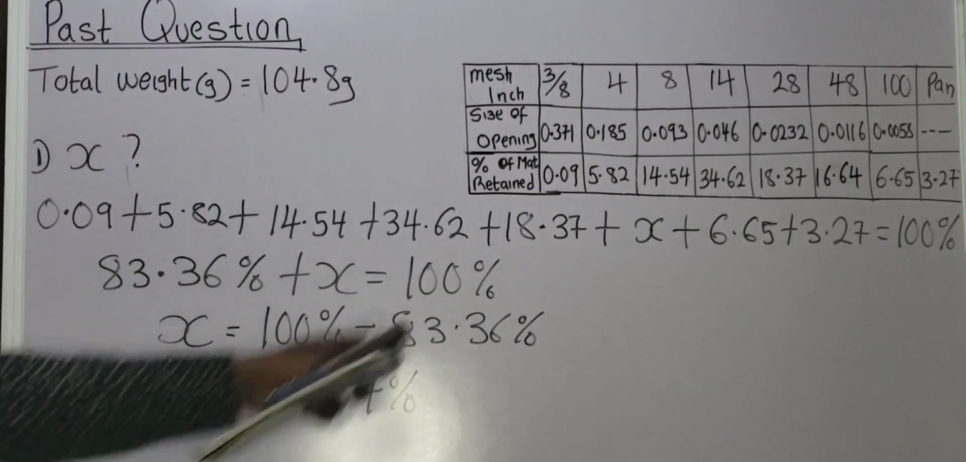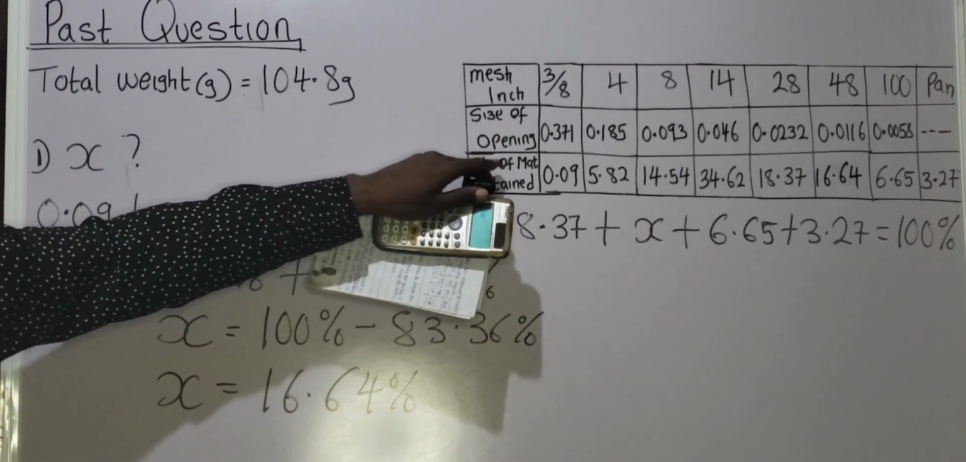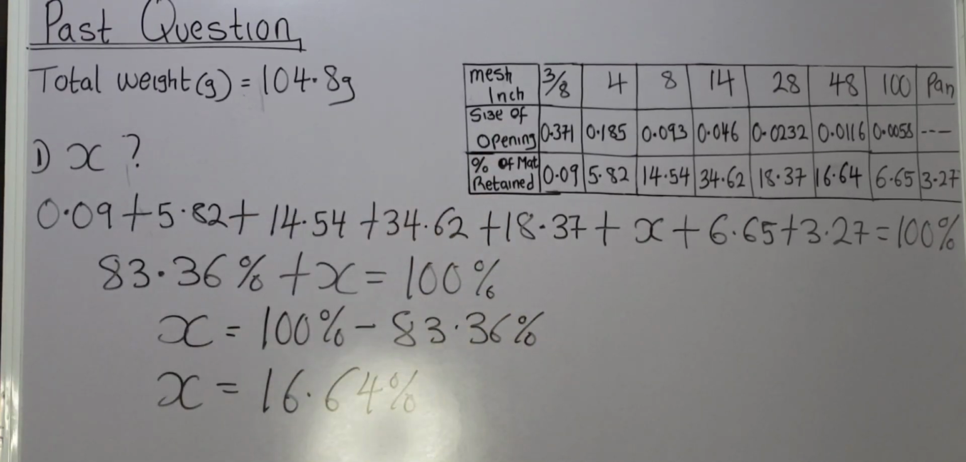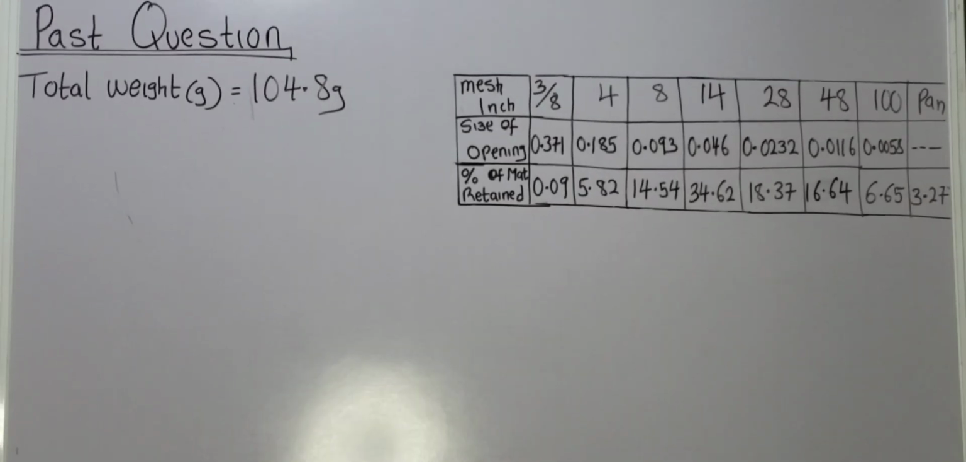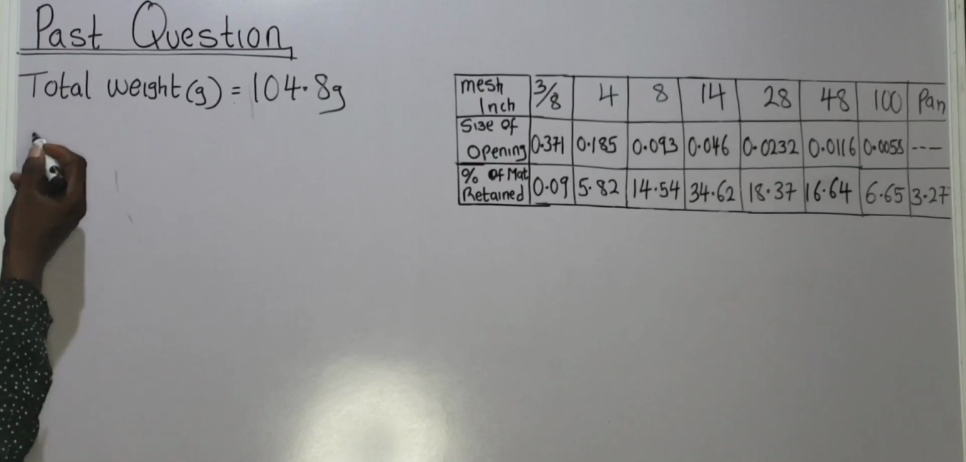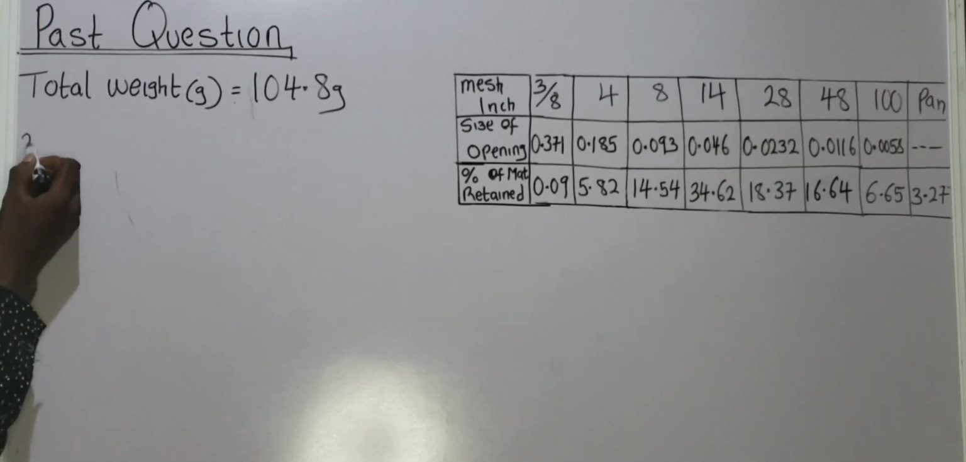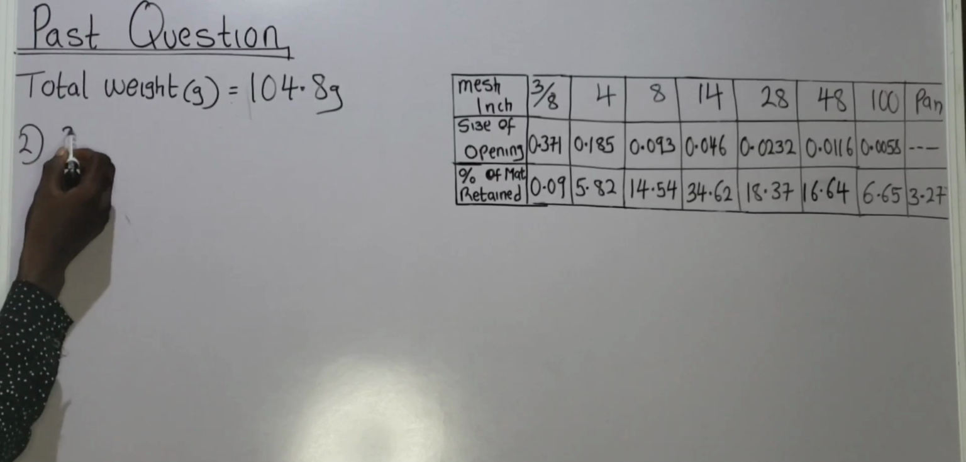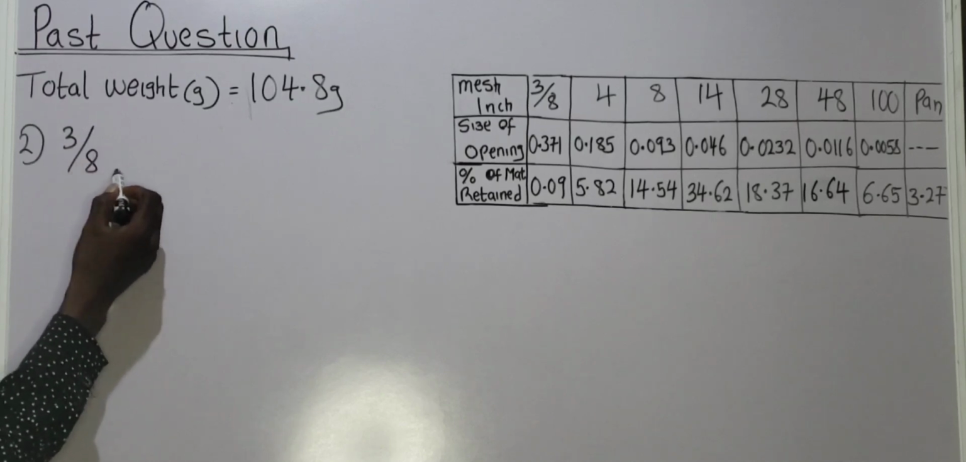16.64%. You understand? It's already expressed in percent because I have percentage here. So we have gotten the value of x. We are told to calculate the percent of material that pass through mesh 3/8. That's the second question. Percent of material that pass through the following mesh.